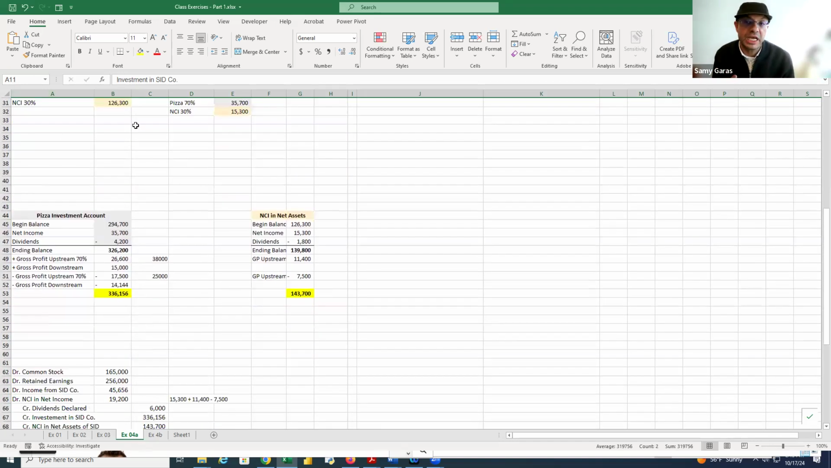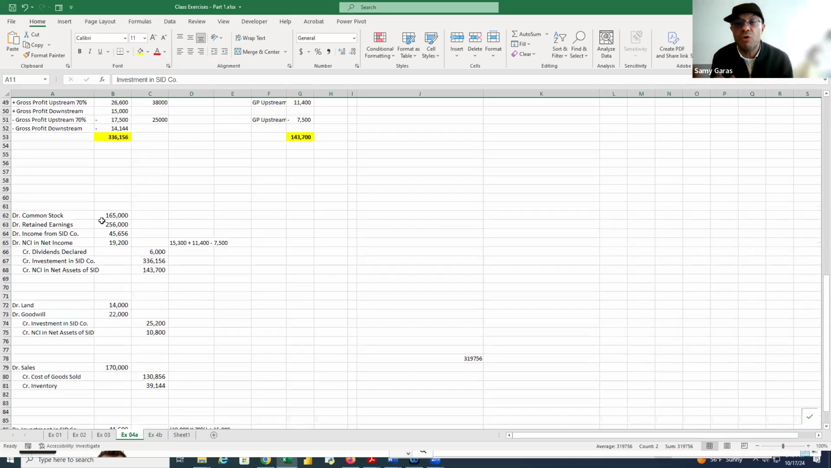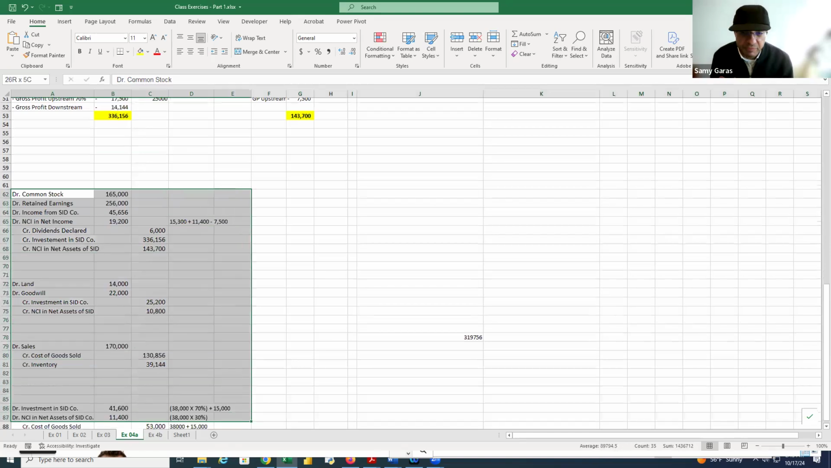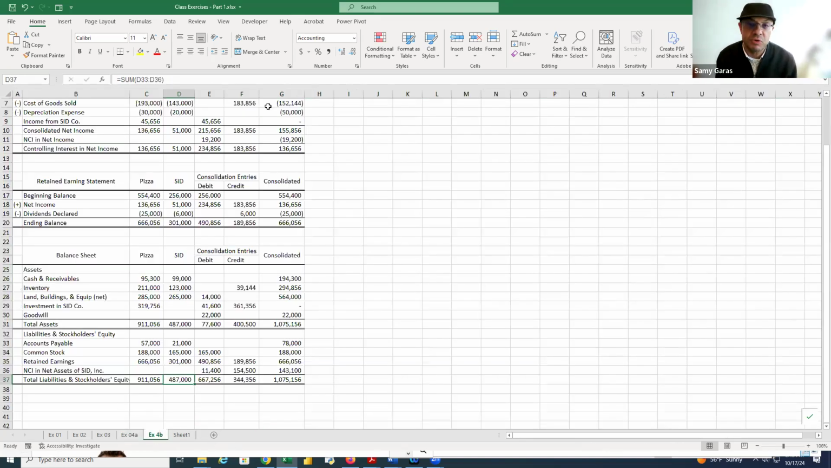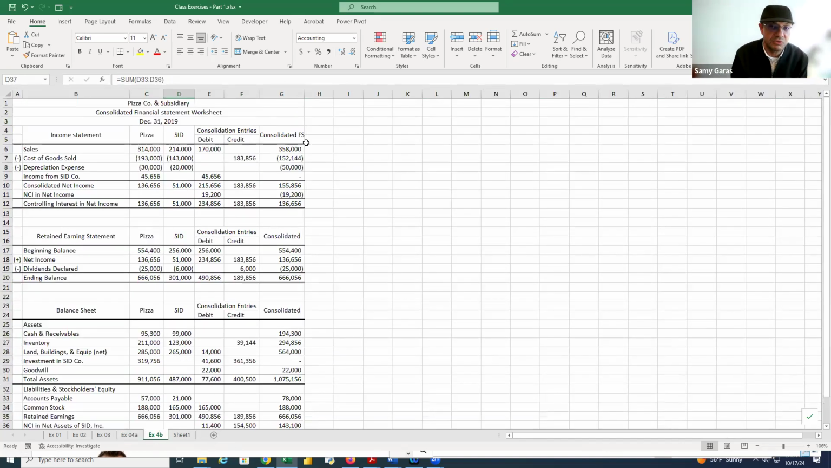So now we need to take these journal entries. By the way, all the calculations here are not required in the exercise. The only requirement is making these journal entries. But you cannot do the journal entries without the calculation. Now, if you go here, I don't think I need to spend much time consolidating the worksheet here between the parent and the subsidiary because you already know it.